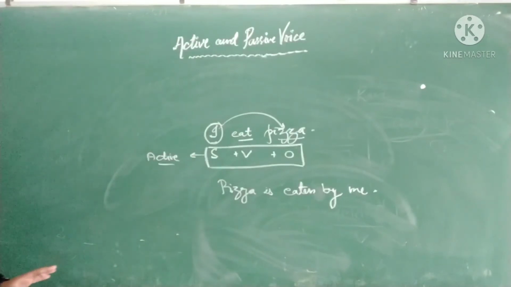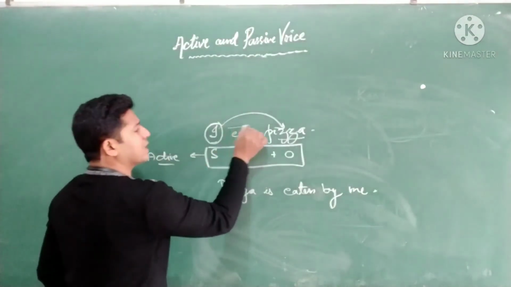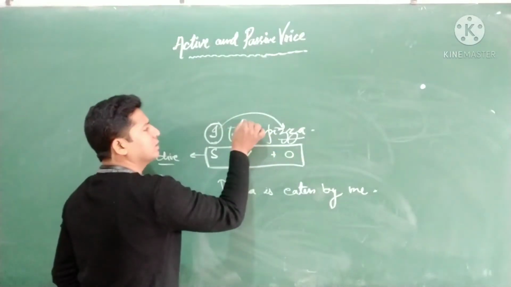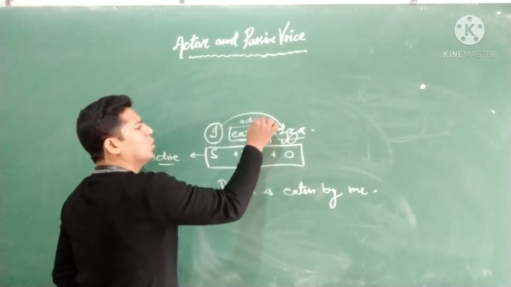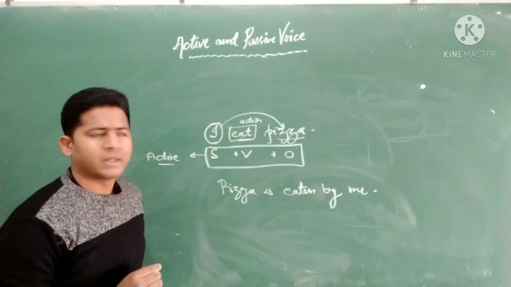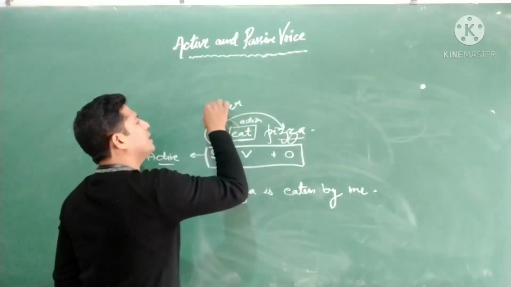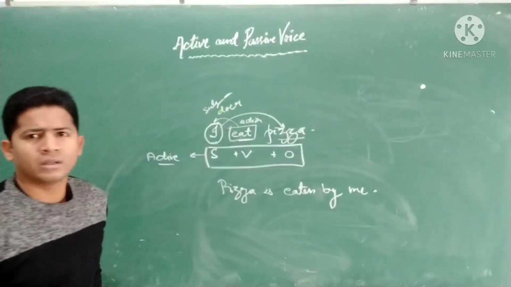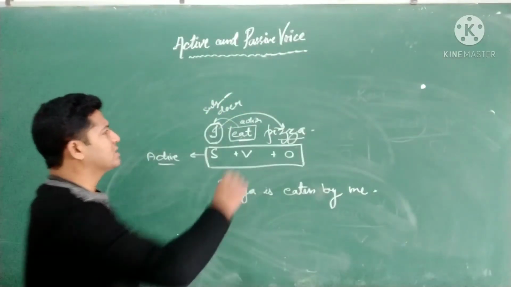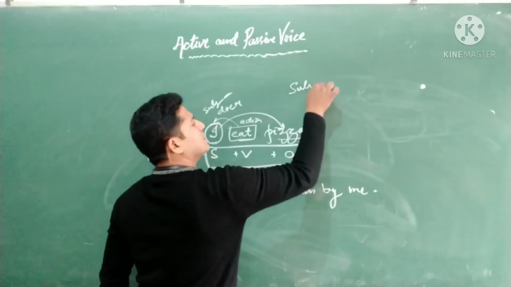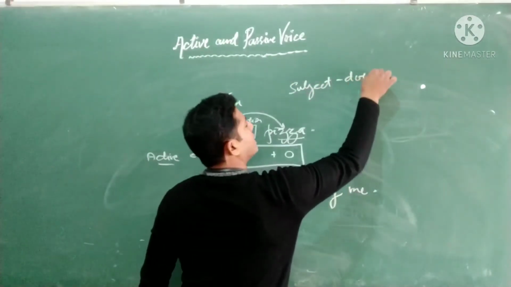Understand this? If the subject is here, you will find this action is done. Eat is the action. Who is the doer of this action? The doer of the action is I, which is the subject. So in active sentence, subject is doer. Understand this? Subject is doer of any sentence.